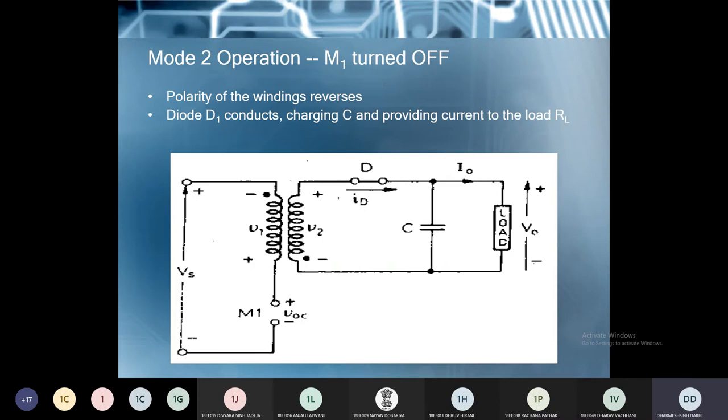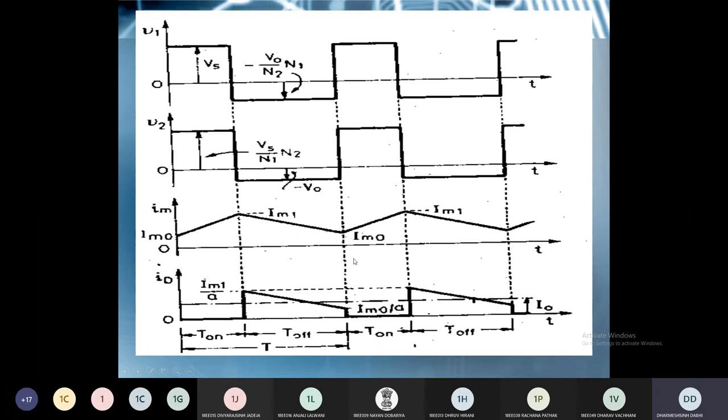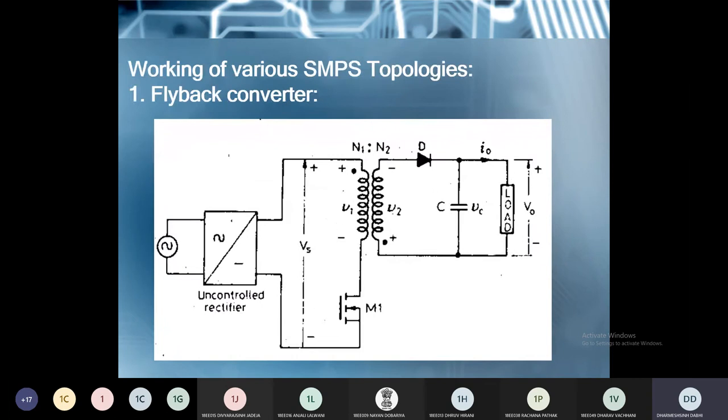And as you know, as you increase the operating frequency of the switch, the overall size of the filter, like this capacitor and inductor, becomes less. So the overall size of the power supply becomes less. So generally we prefer to use the power MOSFET in the SMPS to reduce the overall size of the power supply. So I hope all of you have understood the working of this first SMPS, called a flyback converter or flyback SMPS.